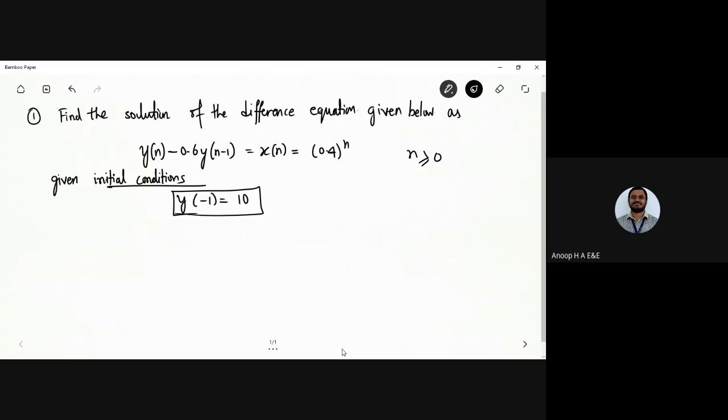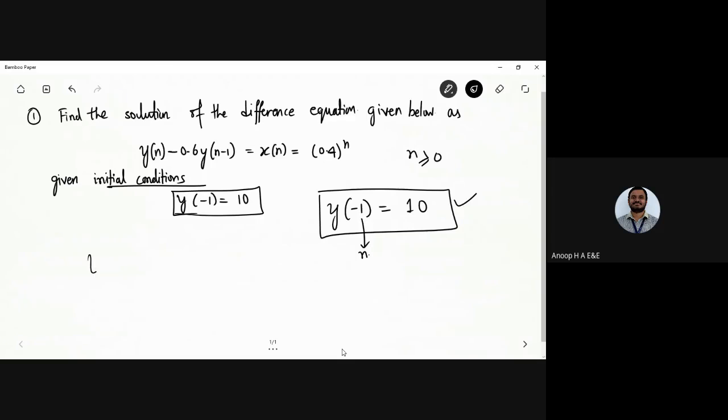Now I have this initial condition where y of minus 1 will be equal to 10 here. So what it means is, once I have the constant that I need to find out, once I put n equal to minus 1, I'll be getting the value of the output, the response of the system, to be equal to 10 here.